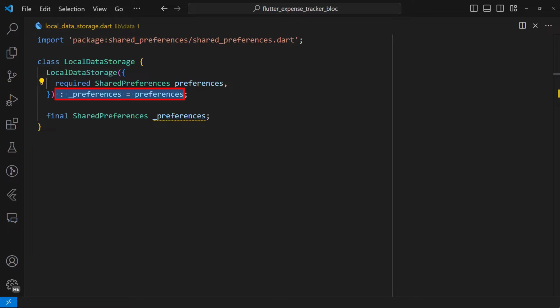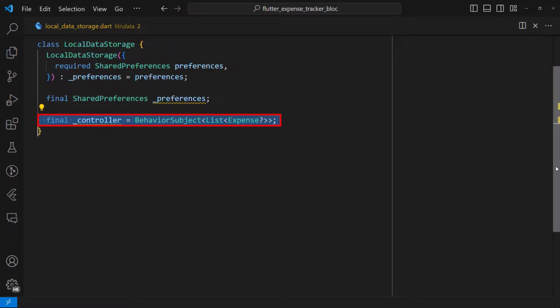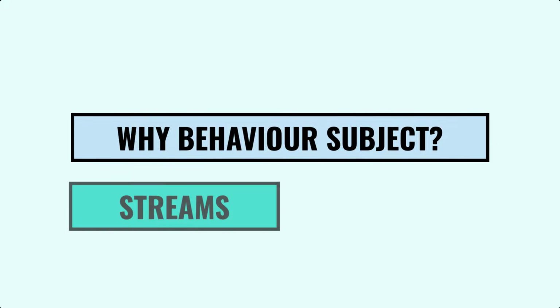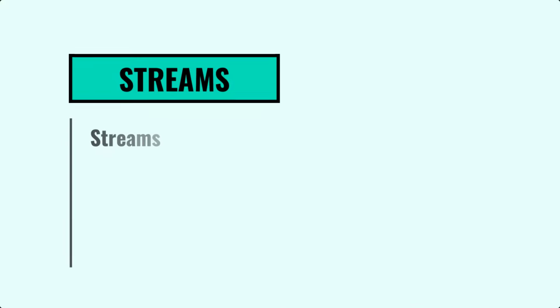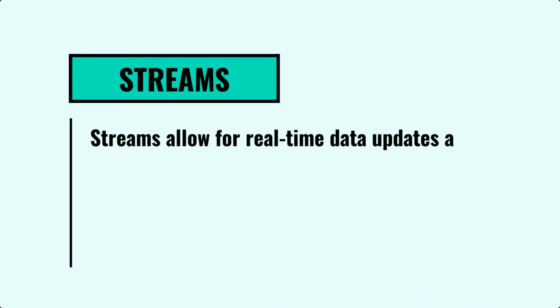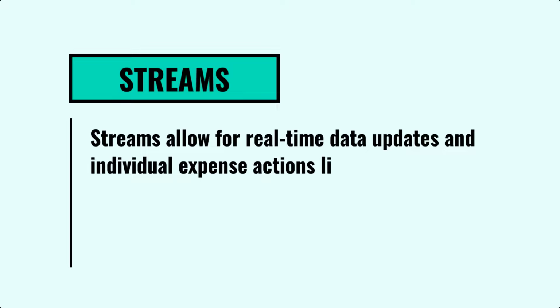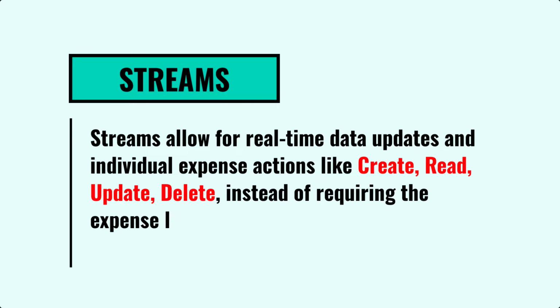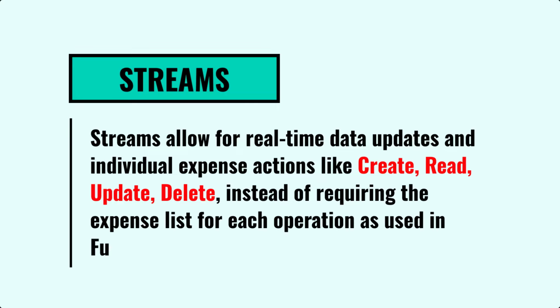After that, we will then define a behavior subject variable using the rxdart package. It will hold our list of expenses and notify anyone when things get added or removed, keeping our data in sync. Also, make sure to seed it with an empty list. Why are we using behavior subject, you may ask? We are using this because for this tutorial, we will be using streams instead of futures. Streams allow for real-time data updates and individual expense actions like create, read, update, delete, instead of requiring the entire expense list for each operation as used in futures.